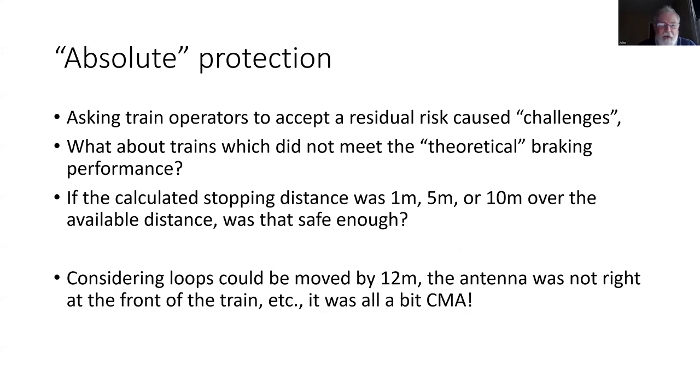Which was all a bit silly, really, when loops can be moved by up to 12 meters in part of the design process and installation process. The actual antenna on the train was not at the front of the train, the brake build-up times and the brake actuation times could vary, and various other parts of the system could be at fault. But it was a case of covering my arse, and train operators would not accept risk from the infrastructure manager.